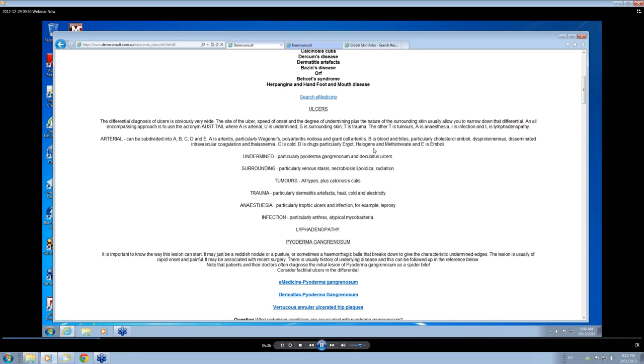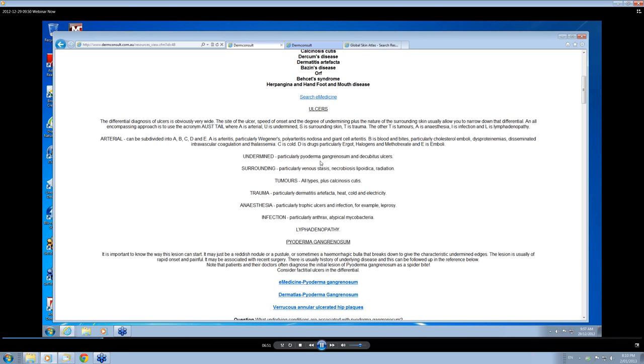Vasospasm. Halogens. Don't see that much nowadays. Methotrexate causing ulceration. Again, we don't see it often though. And the other E is emboli, A, B, C, D, and E, for the arterial ones.